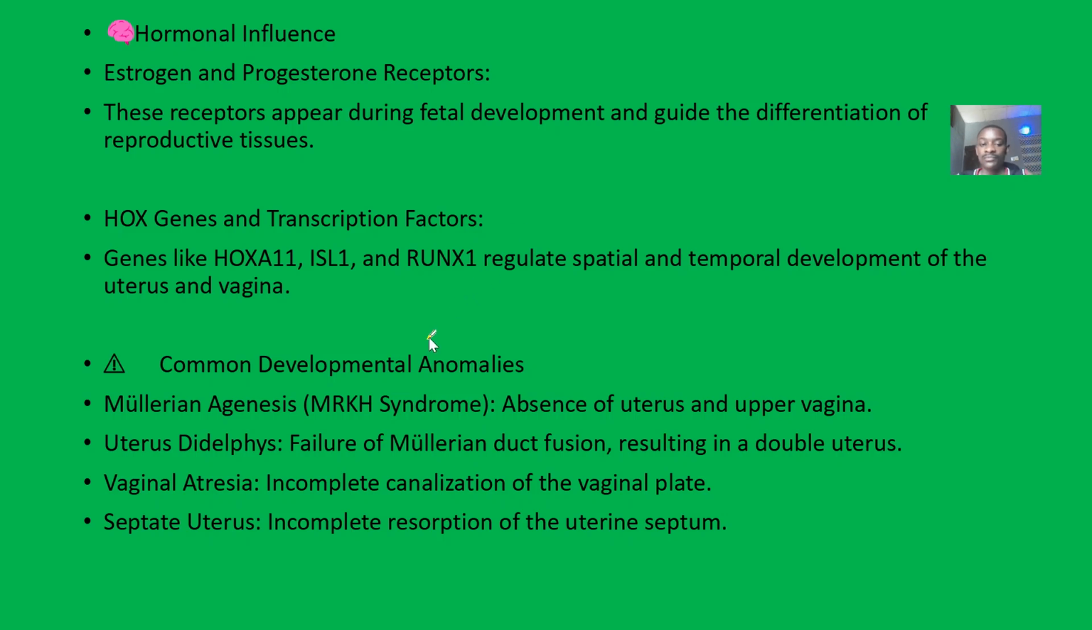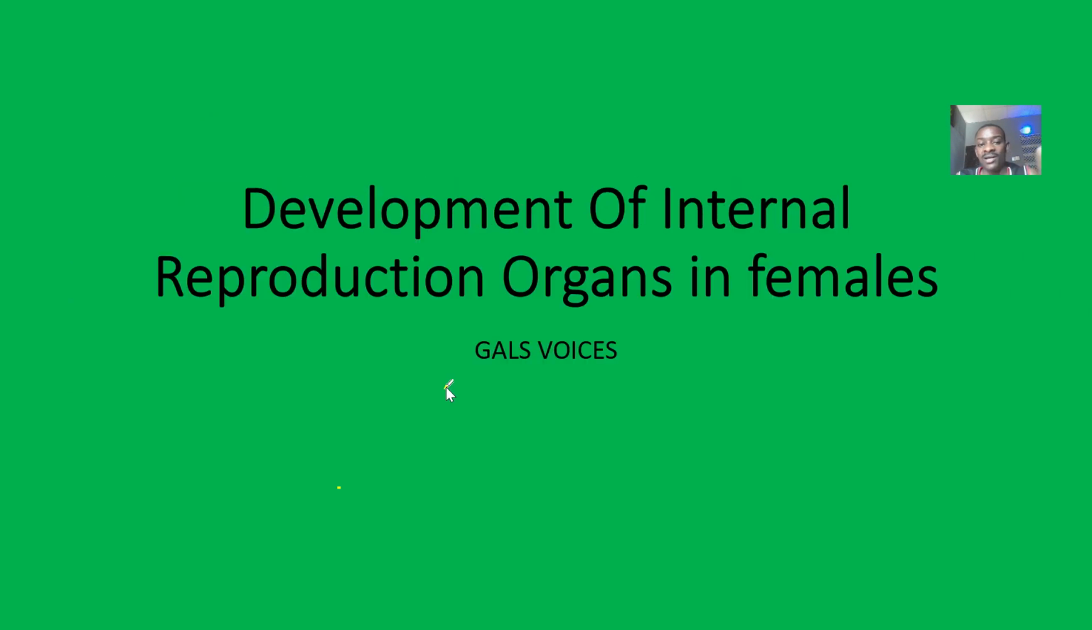development. So common issues that could come up as a result of this development, which is why we are looking at the development, are Müllerian agenesis, uterus didelphys, having two uteruses, vaginal atresia, and septate uterus, where something divides the uterus into two. Okay, so that's it for how the internal reproductive organs of the females come to be.